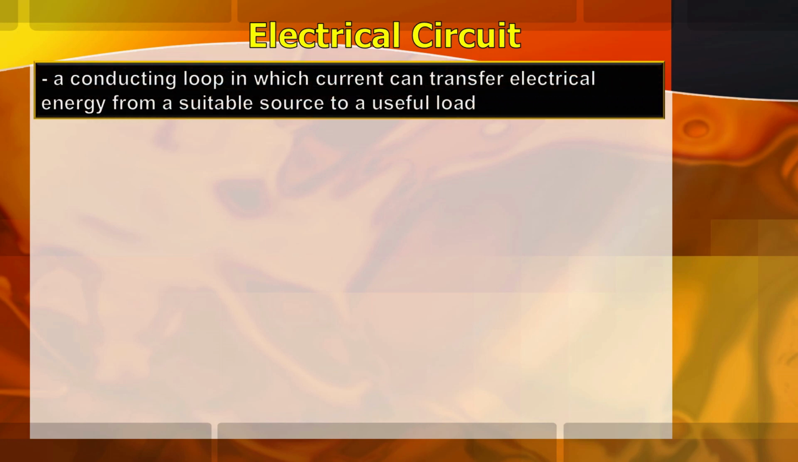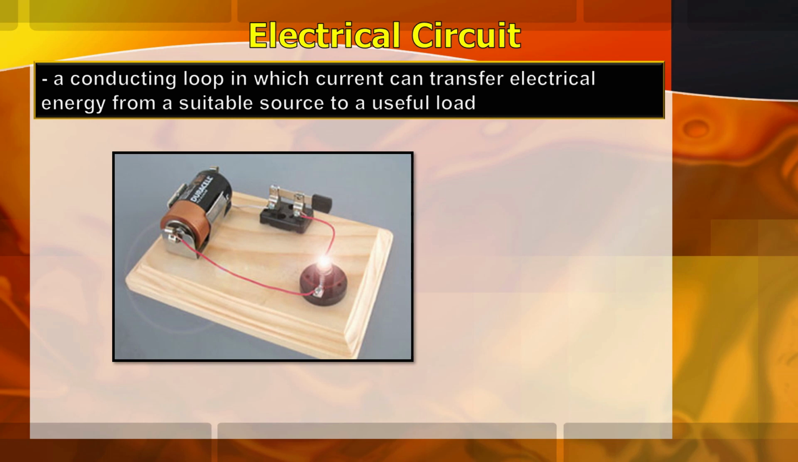It is really important for us to know the definition of electrical circuits and what the components of a circuit are. So when we are talking about an electrical circuit, it is a conducting loop in which current can transfer electrical energy from a suitable source to a useful load. Here's an example of a simple circuit, and let's go through the different parts of it.